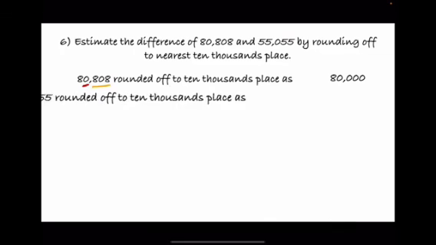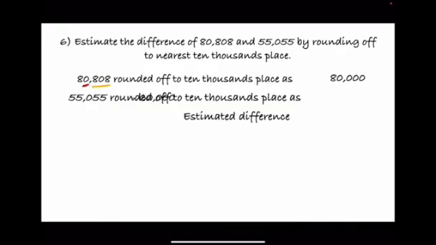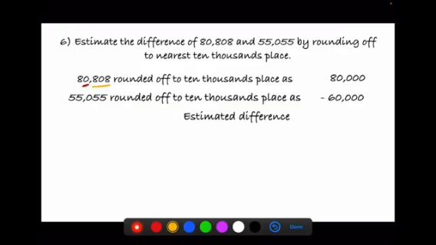Now for the next number, 55,055 rounded off to the 10,000s place gives us 60,000. Children, we got 60,000 because we are considering the thousands place, and in the thousands place I have 5. When I have 5, I have to add 1 to the 10,000s place and replace all other digits with zeros. In that case, I get 60,000.